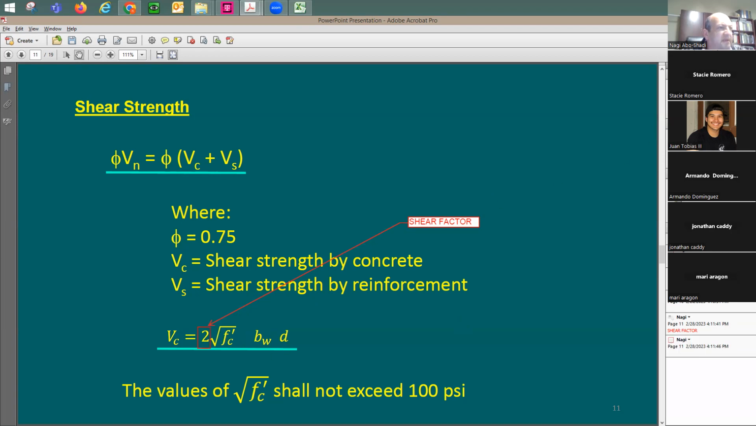Square root of f prime c, this f prime c, the concrete strength, has to be in psi, as we said. b_w is going to be the section width, and d the depth. So, okay, that makes sense. And this gave you the concrete strength without the phi factor. If you'd like to see the final concrete strength, you just take this V sub C and multiply by the phi factor of 0.75. Same thing for the steel.